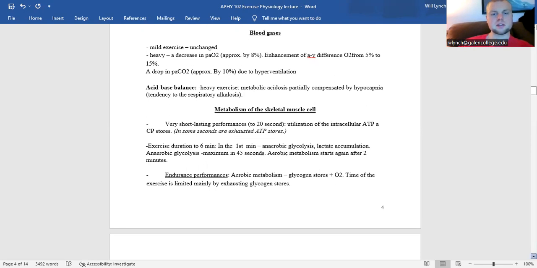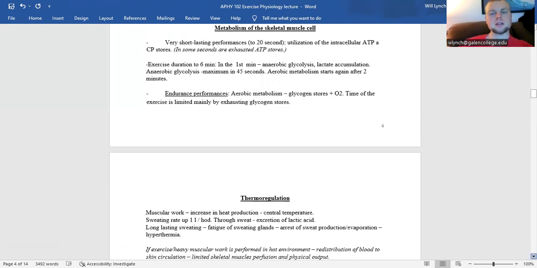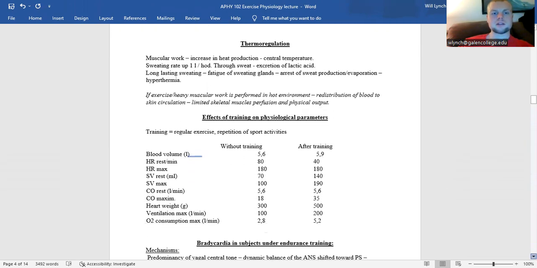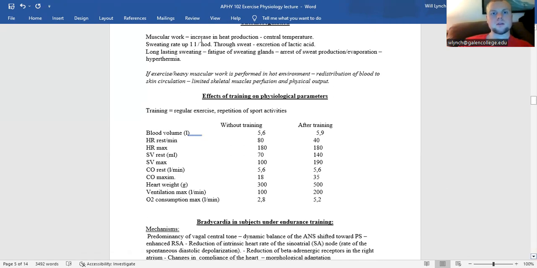For endurance performances, we see that aerobic metabolism is going to use our glycogen stores plus oxygen. And this is the time of the exercise limited mainly by exhausting glycogen storage. All right, so for thermoregulation, we're going to see an increase in heat and an increase in central temperature simply because the muscles are contracting and producing heat. Now, if it's a very hot environment with intense exercise, sweating rate can be up to a liter or so per hour.